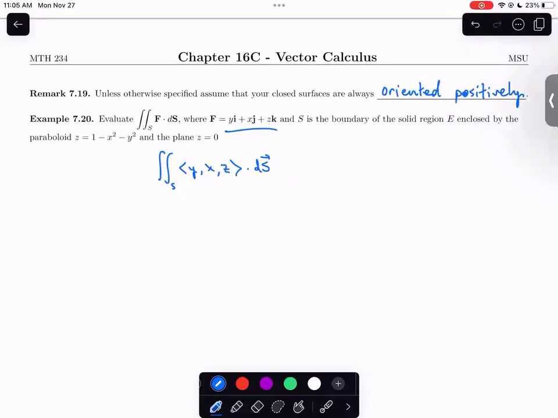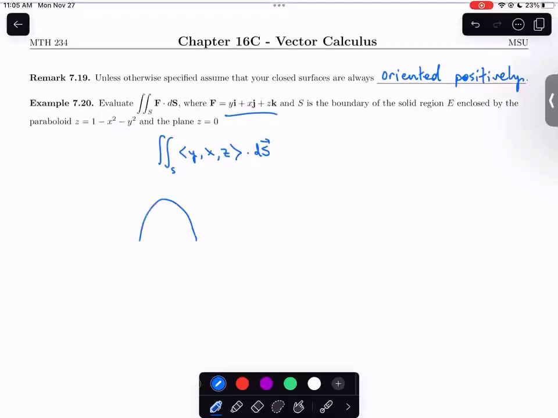The boundary of the solid region E enclosed by the paraboloid and the plane. So S is really made up of two pieces, right? If we were to talk about the solid region, we have this paraboloid, which would normally go on forever, and we have this plane. And so the two of them kind of completely enclose this region here.